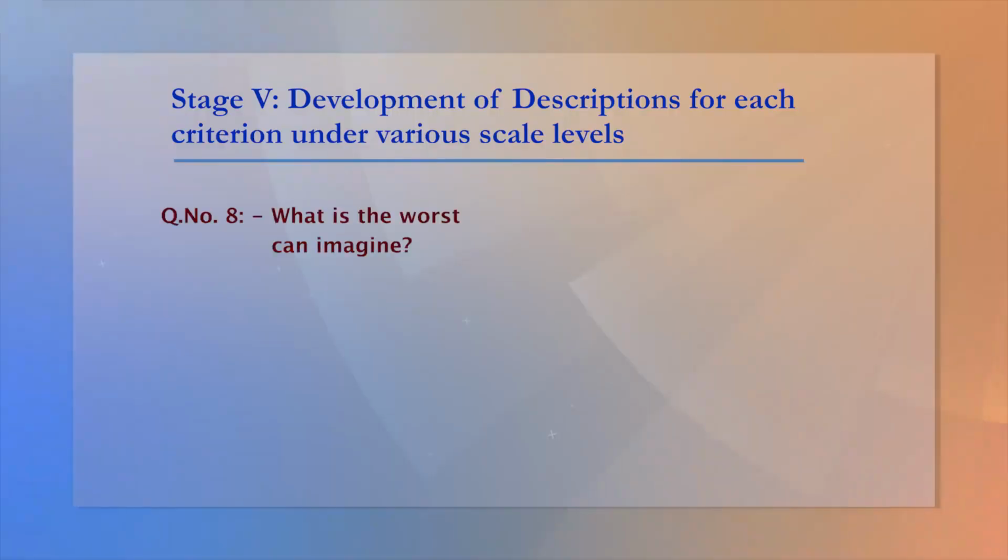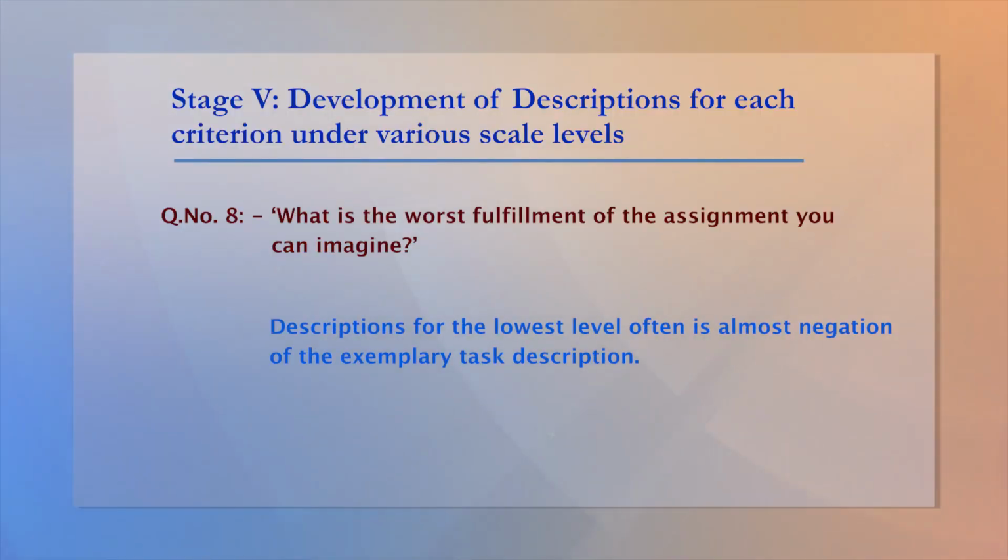In this task, question number 8, which was discussed in stage 1, can guide us. That is, what is the worst fulfillment of the assignment you can imagine? While keeping the answers of question number 8 under consideration, descriptions for the lowest or bottom level are framed. Framing descriptions for the lowest level often is almost a negation of the exemplary task description.